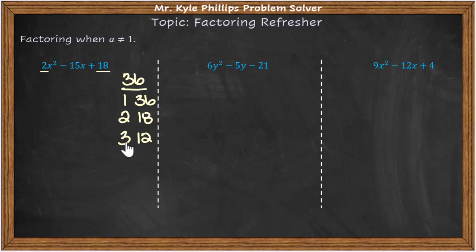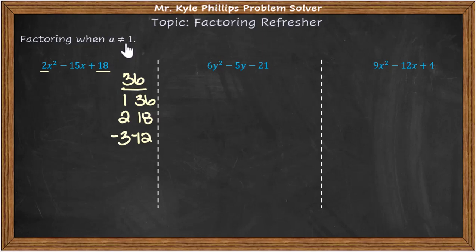I need to multiply these two numbers together and get positive 36. I need to combine these two and get negative 15. So how am I going to multiply them together and get a positive number, but when I combine them, get a negative number? Both of these have to be negative, because a negative and a negative give you a positive.